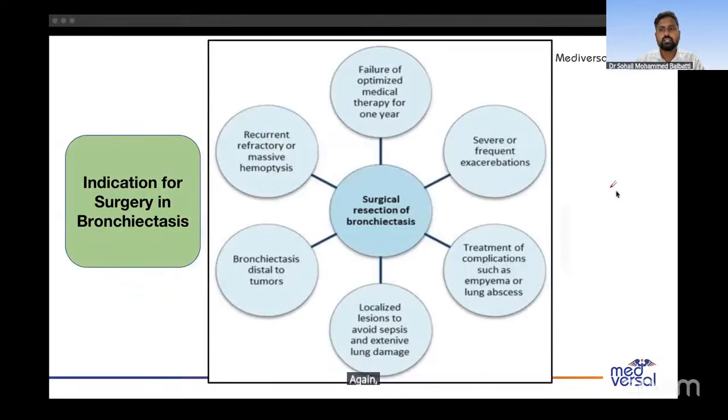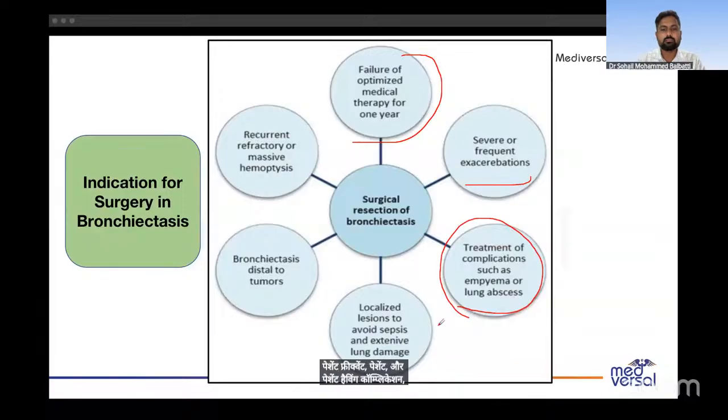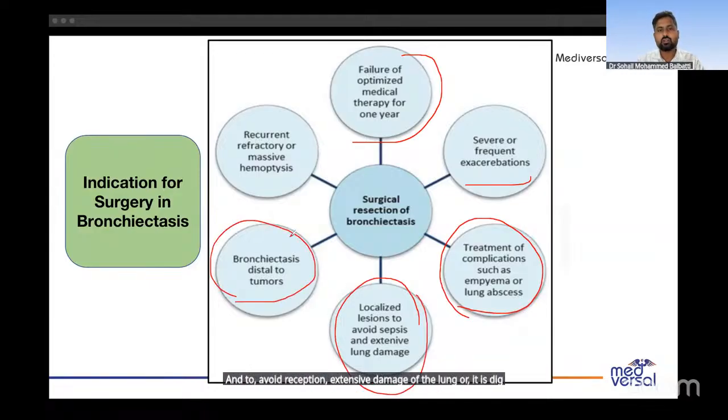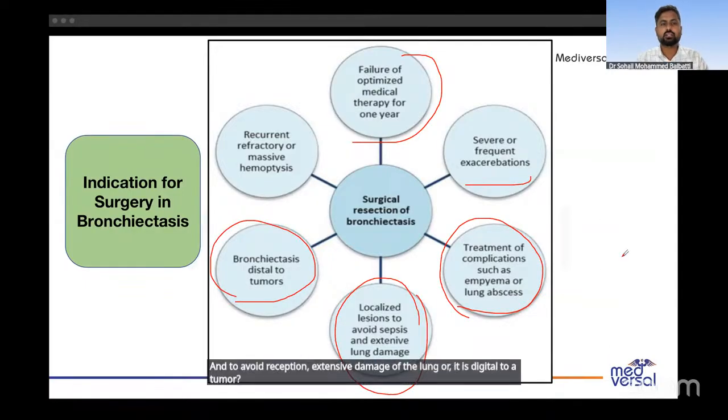So these are certain indications of surgery in bronchiectasis. The first is failure of optimized medical therapy for 1 year. If the patient is having severe or frequent exacerbation, or complications like empyema or lung abscess, or the lesion is localized, and to avoid sepsis and extensive damage of the lung, or it is distal to a tumor, or there is a recurrent or refractory massive hemoptysis, then you can go for surgery.